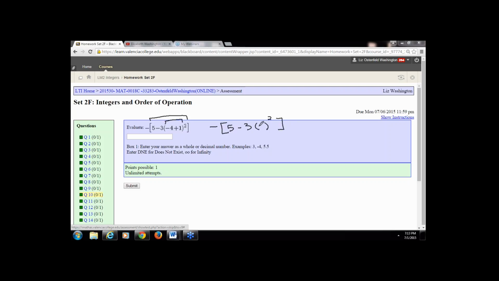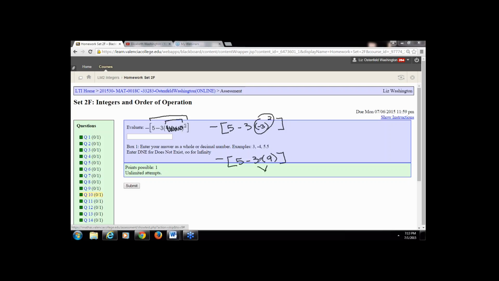Very good. So I'm going to get a negative 3 right there. Okay, but what do you guys think I should do next? Because that's all that there was to do inside of here. Very good. I'm going to do the exponent. So I'm going to get negative 3 squared, which is going to give me what? What's negative 3 squared going to give me? 9. Very good, because it's a negative times a negative.